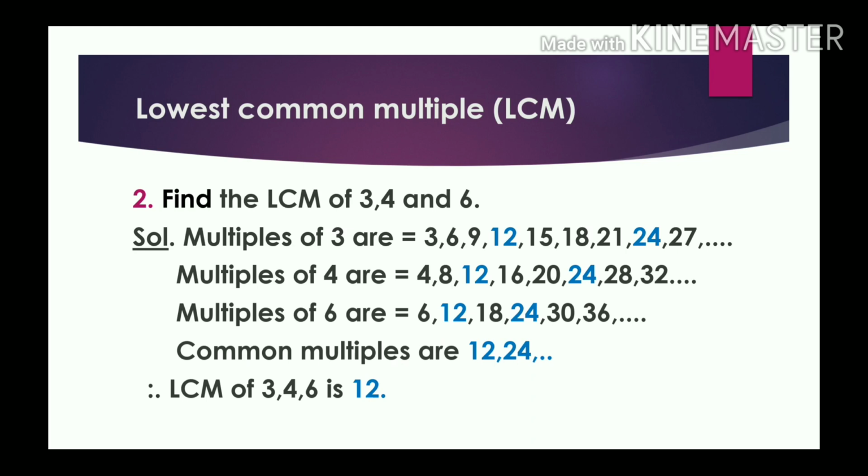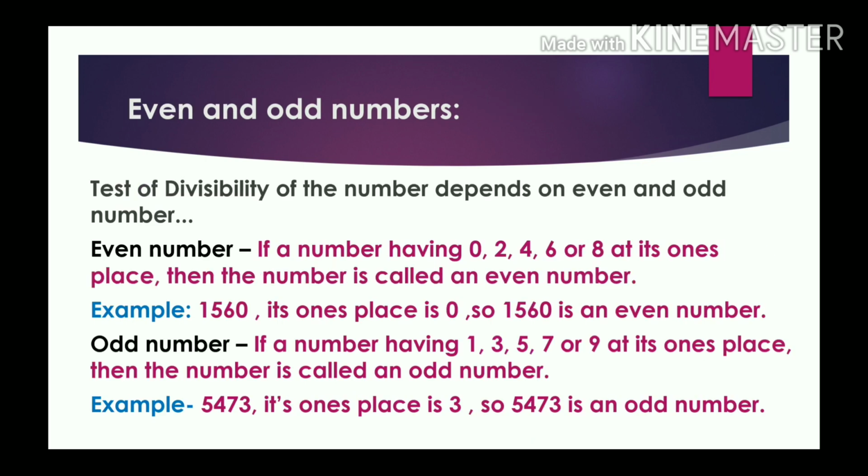So here also we have to find the lowest common multiple. Therefore, the LCM of 3, 4 and 6 is 12, because 12 is the lowest common number among the multiples. Now, what are even and odd numbers? First, I would like to tell you that the test of divisibility depends on even and odd numbers.